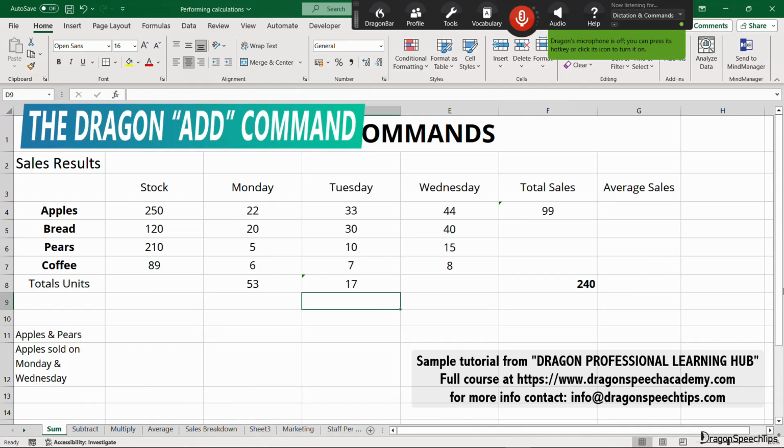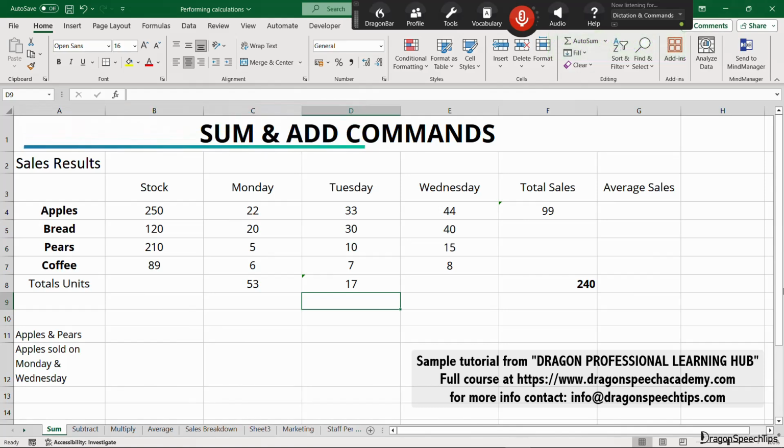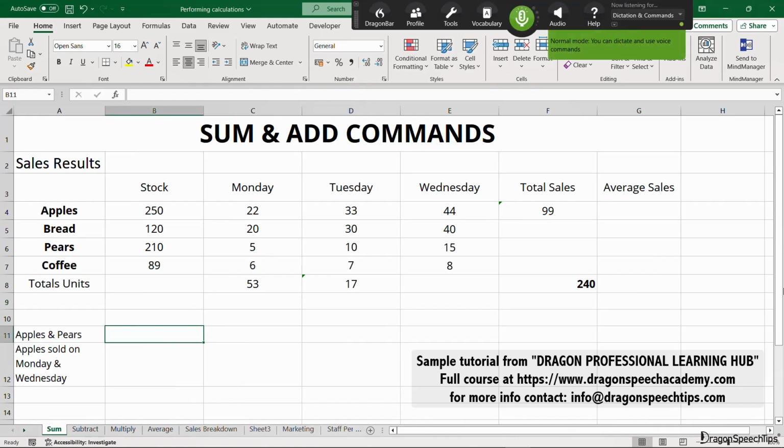The add command can be used to add the values of 2 specific cells. For example, to add the quantity of apples and pears in stock, we could dictate the following. Go to cell B11. Add cell B4 and cell B6. Or, to add the numbers of apples sold on Monday and Wednesday, we could dictate add cell Charlie 4 and cell Echo 4.